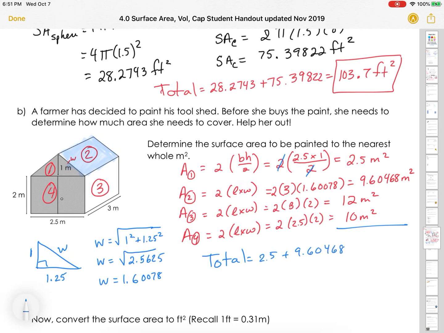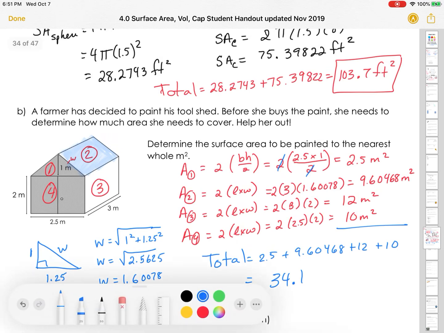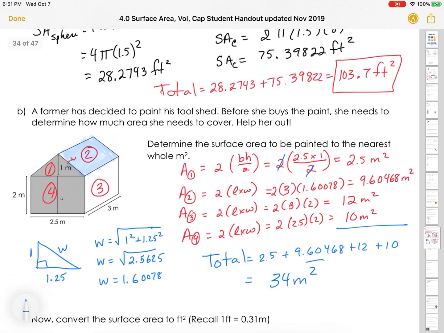So 2.5 plus 9.60468 plus 12 plus 10. Our total is 34 point, and we're going to round it to the nearest, well, it says the nearest whole meter. So we're actually going to round it to 34 meters squared.